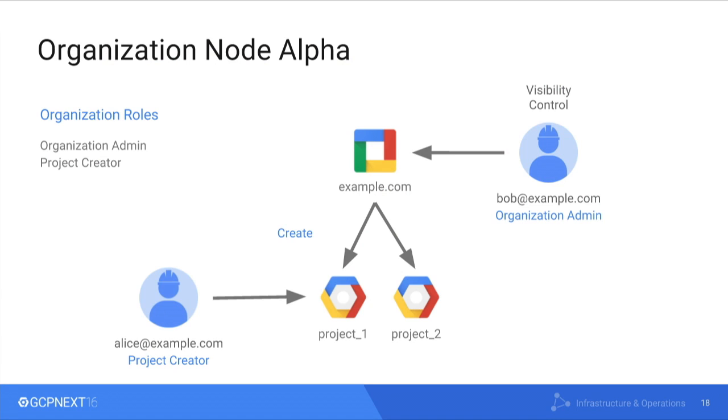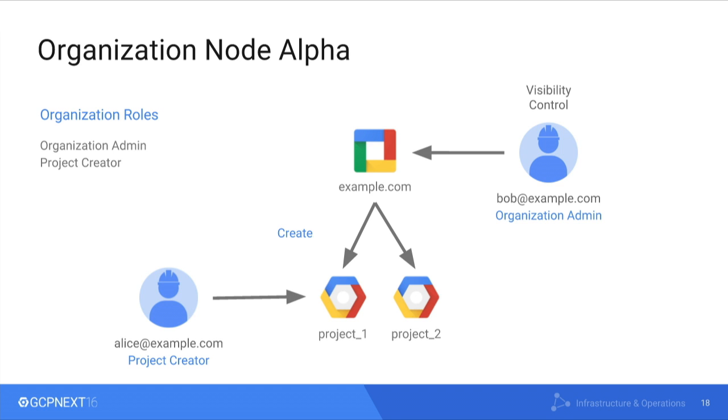And there are a couple of roles that we have specifically designed for the organization node. One is the organization admin. Just like what the name says, it allows your admin to have central visibility and control of all of the projects, all of the resources inside your company. Another interesting role is the project creator role. So if you want to actually control who in your company can spin up new projects to create new resources, you can use that role to define that set of users.